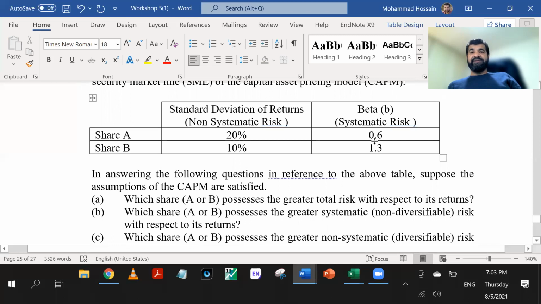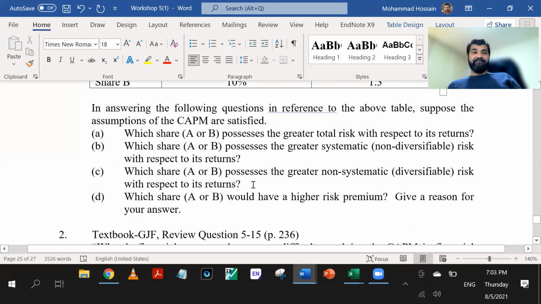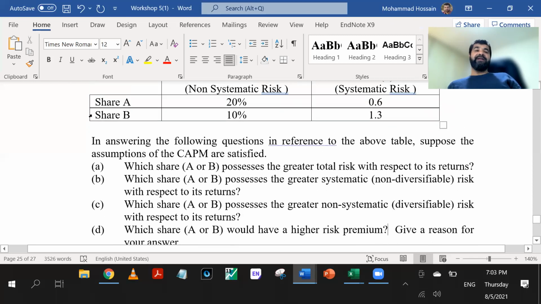20%, 60%. Which of them would have a higher risk premium? Give a reason for your answer. Which one will have a higher risk premium? Share B will have a higher risk premium because share B has a higher risk.